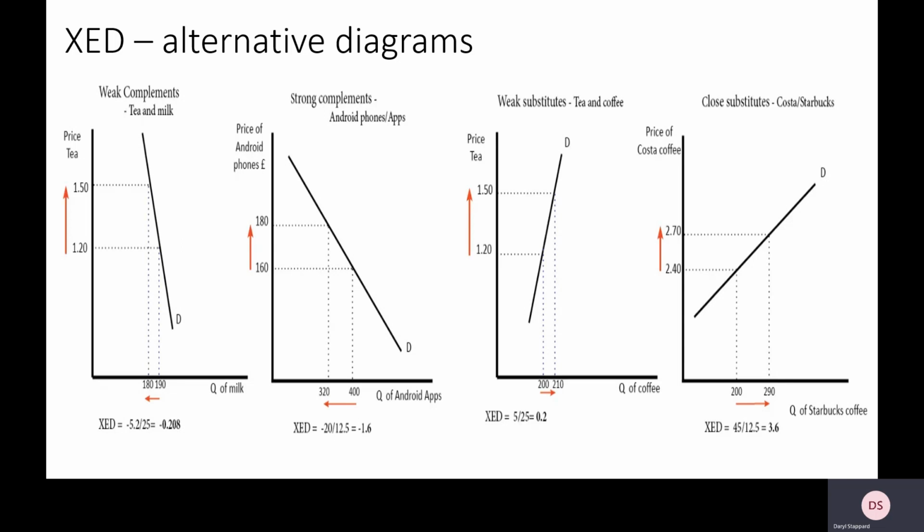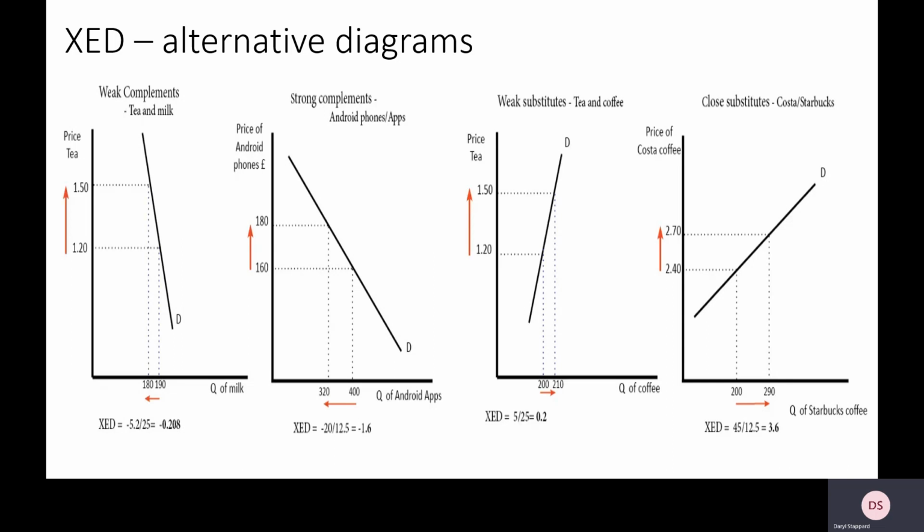So we've got here, everyone, strong complements. Okay, the change in the demand for the apps exceeds the change in the price of the phone. But again, I've got a negative number, which will clearly show me complementary goods and services.